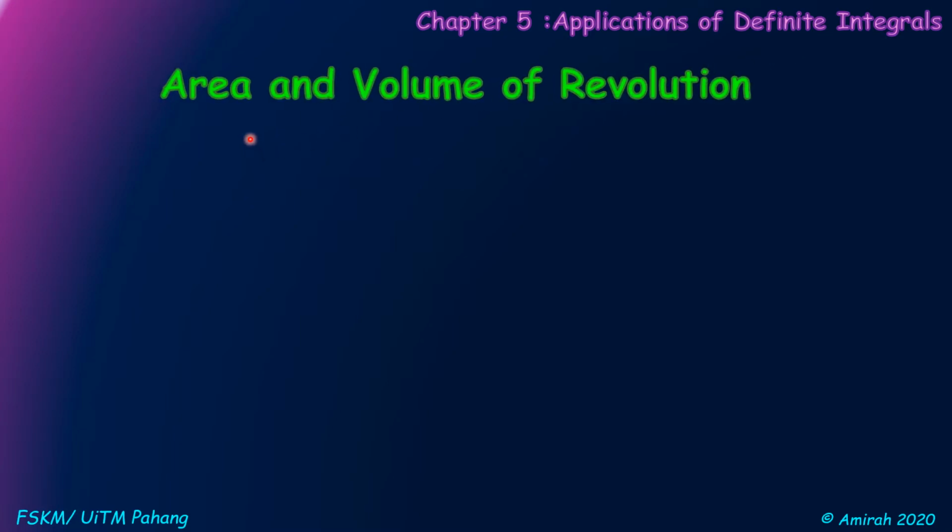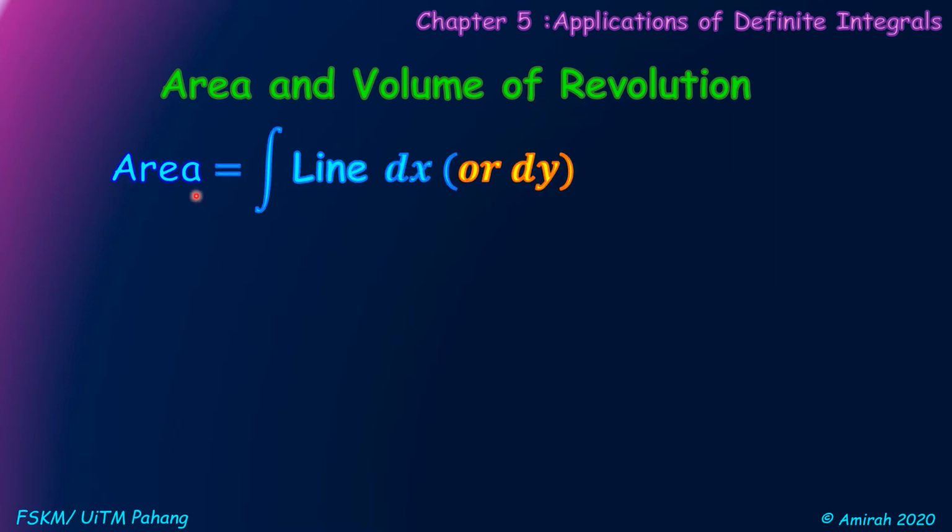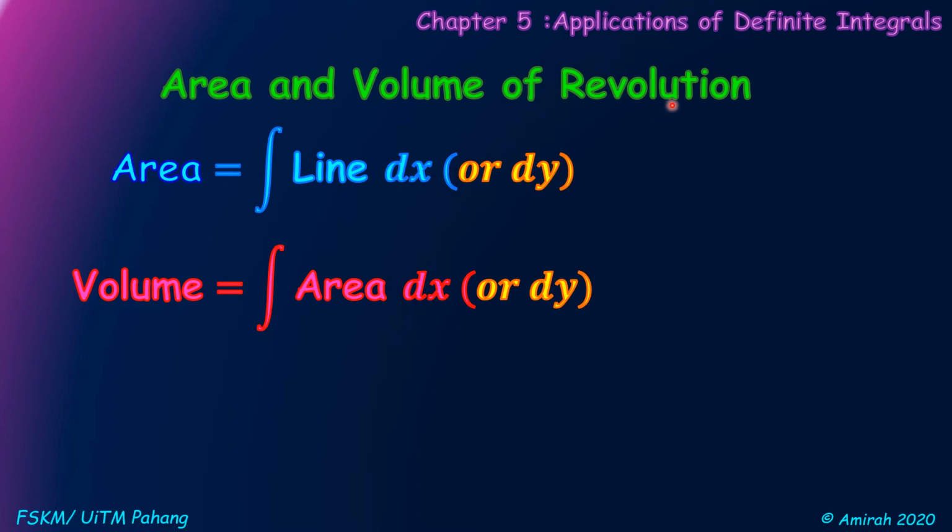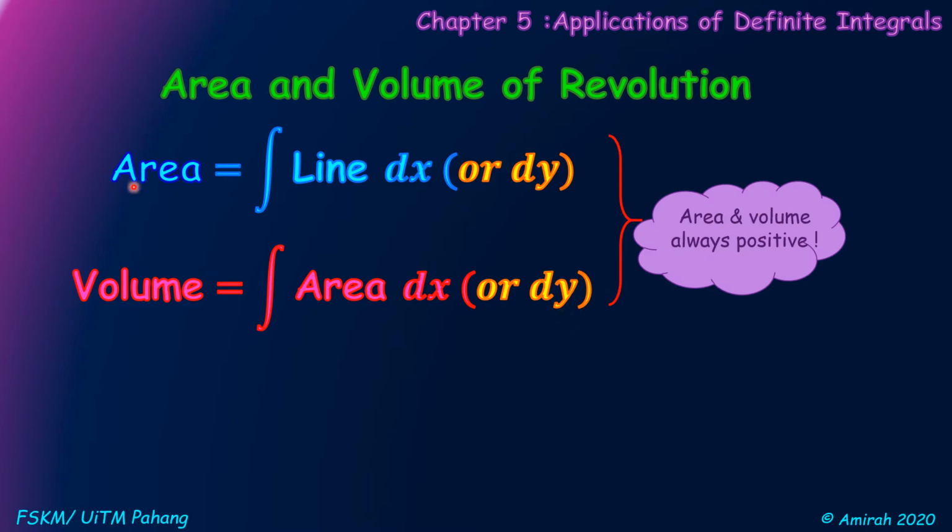Alright, we look at the formula for area and volume of revolution. To find the area using definite integral, we can integrate line with respect to x or with respect to y. And to find the volume of revolution using definite integral, we can integrate area with respect to x or with respect to y, depending on the axis of rotation. Area and volume are always positive values.